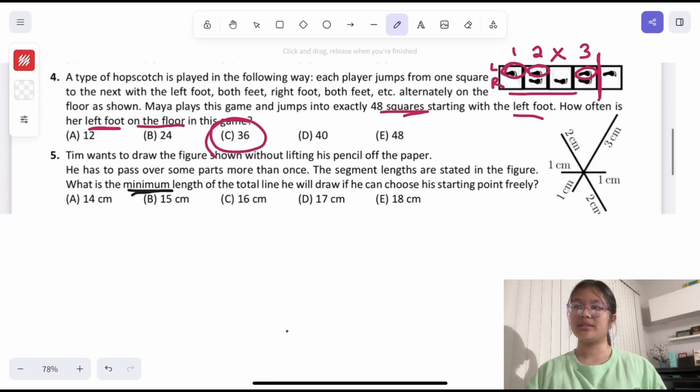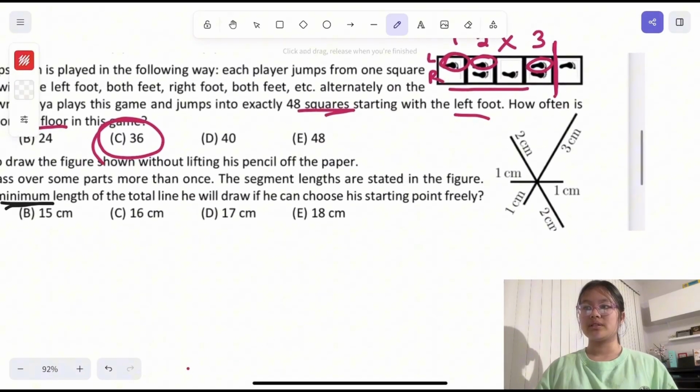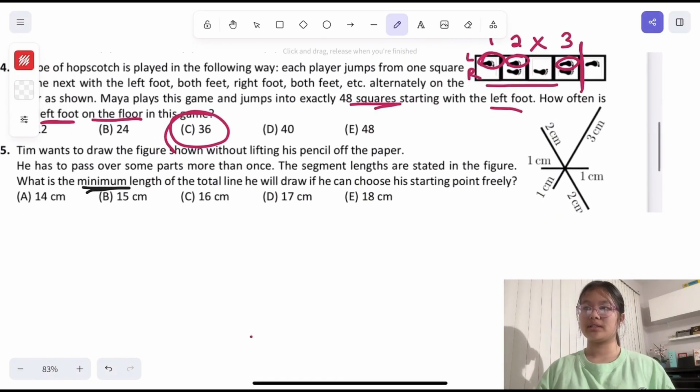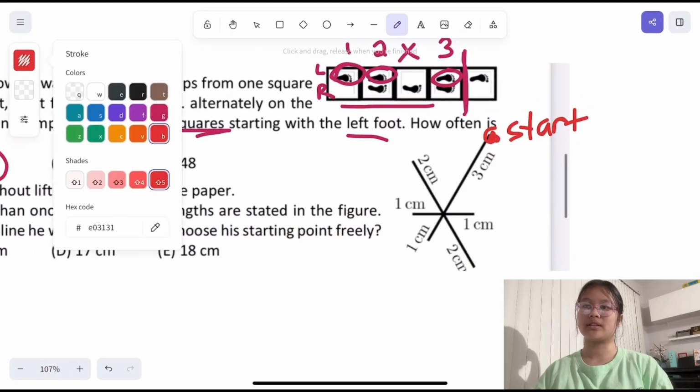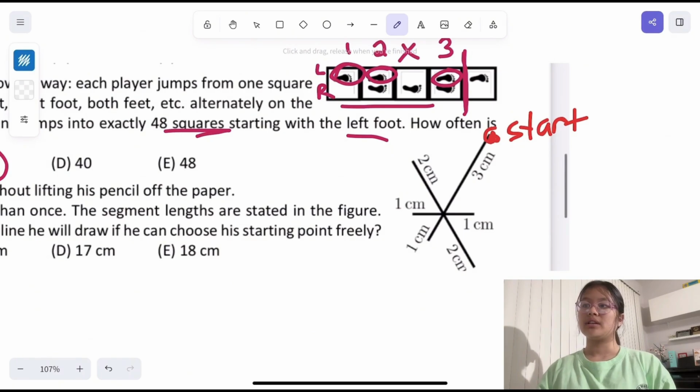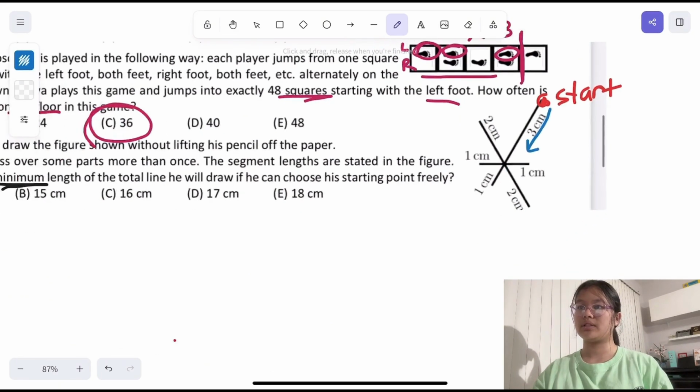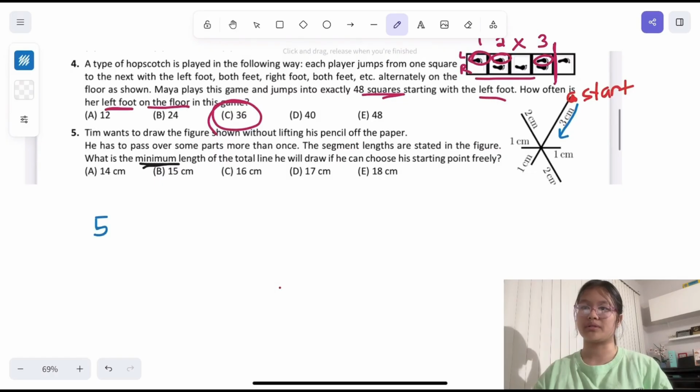Let me use a different color. There's a super efficient way, so I'll show you that instead of every single method. It says freely, since you start freely, we're going to start over there at the 3 centimeter point. Then using another color, to be more efficient, you can go down the 3 centimeters first. That's 3. While we're doing this, we're going to set up our equation.